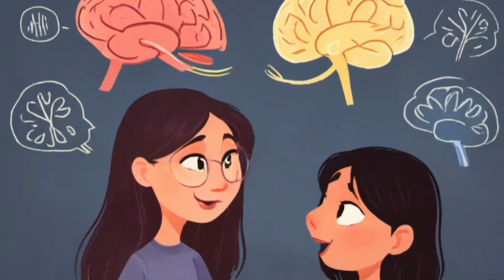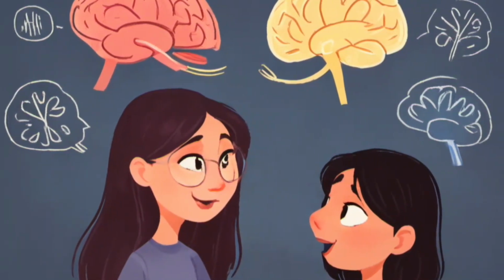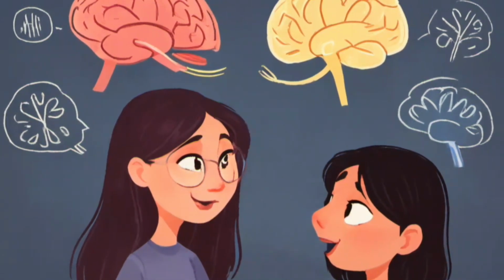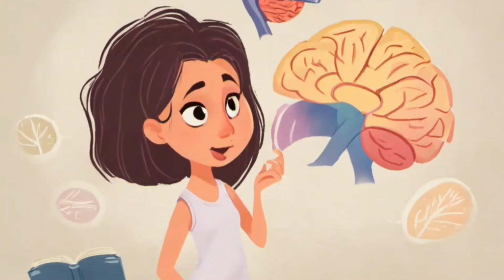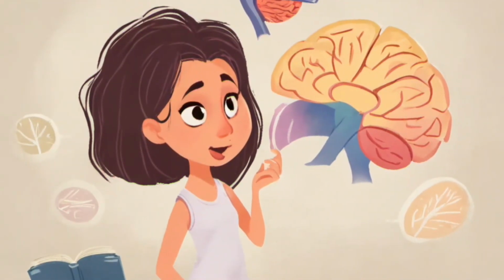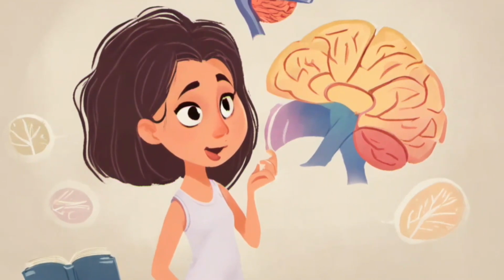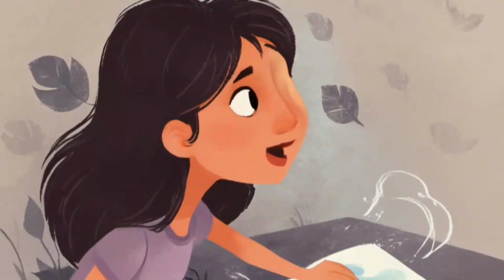Encoding. Memory formation begins with the process of encoding, where information from the external world is converted into a neural code that the brain can understand. This encoding can occur through various sensory modalities, such as seeing, hearing, smelling, tasting, or touching. Different brain regions are responsible for processing information from different senses.